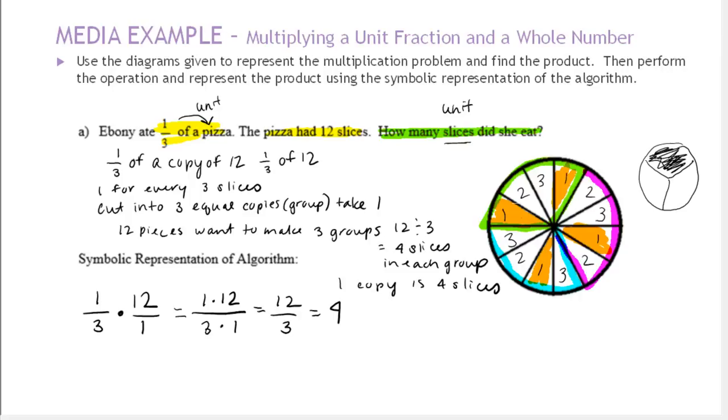But our general strategy is that when you're finding a fraction of a whole number, or any number for that matter, you're going to multiply that fraction by the number by multiplying the numerators and then multiplying the denominators and simplifying your result. Let's look at the next one.